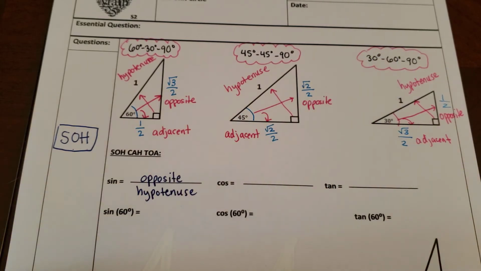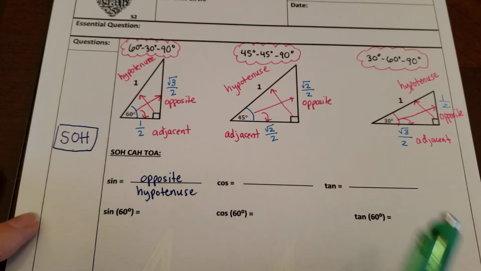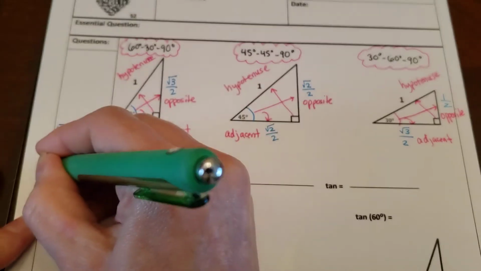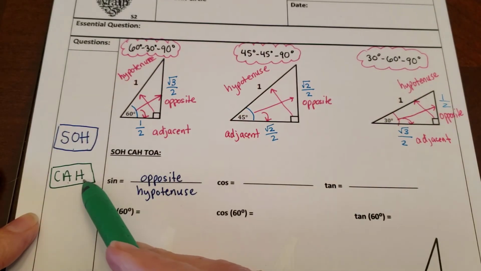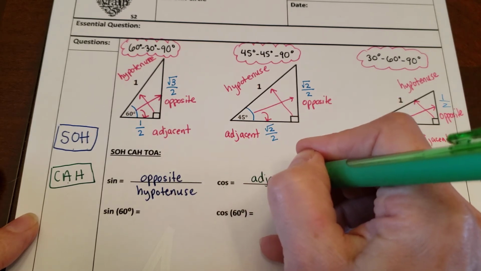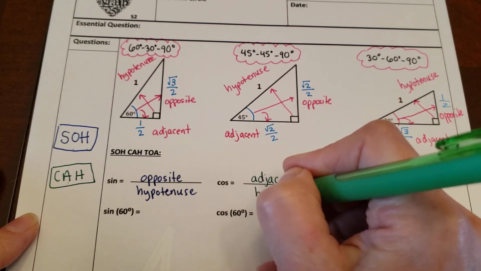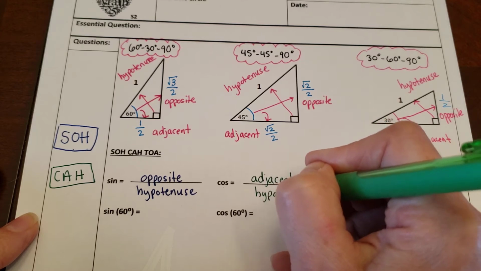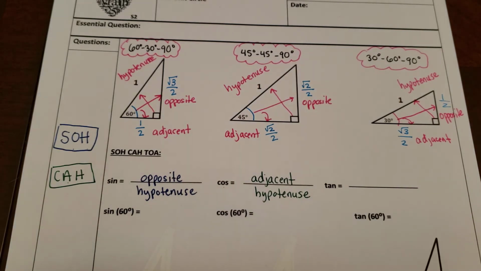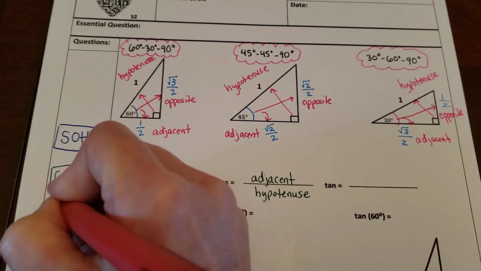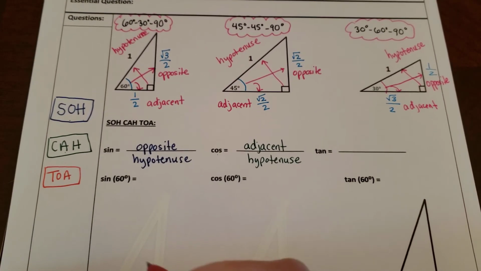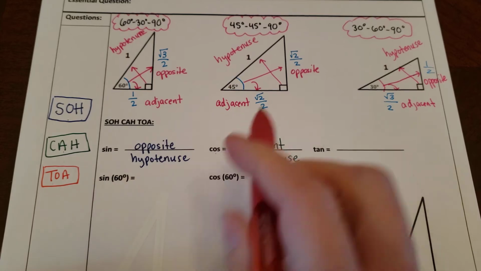Then for cosine, we have CA, so CAH. So it's adjacent over hypotenuse. So cosine is adjacent over hypotenuse. And then lastly, we have tangent, TOA, which is going to represent opposite over adjacent.